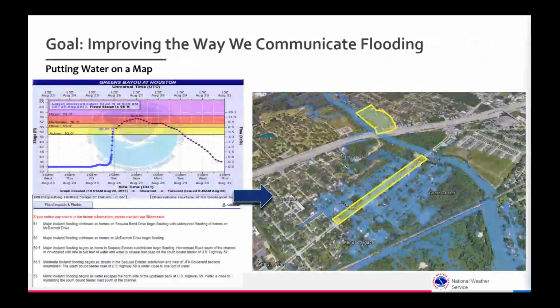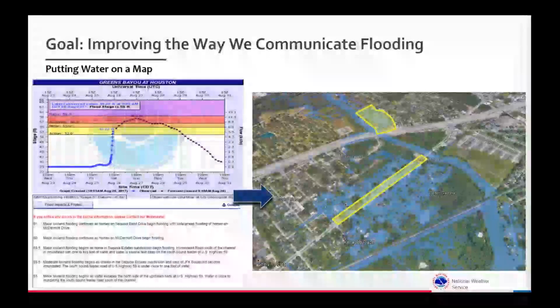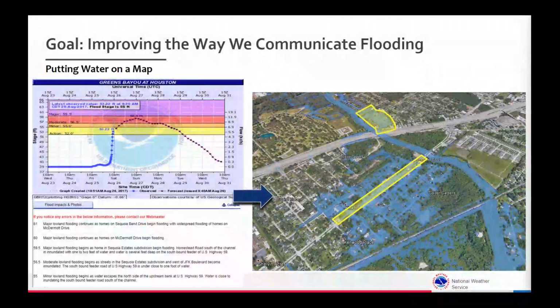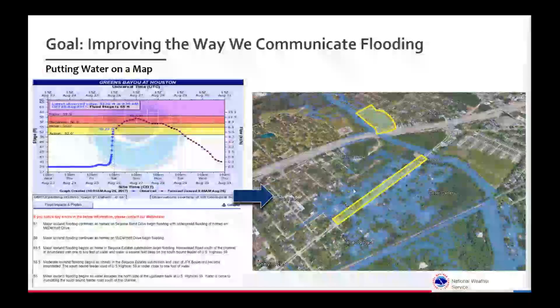So really our goal is a way to improve how we communicate flooding. So putting water on the map: you see the hydrograph, you see the trace of what the river's done, what our forecast is, but what does that look like? If we have an inundation map, we can provide that to our partners so they can see where the water is actually going to be, what that looks like. We do have our impact statements that I know our offices work really hard at providing. But sometimes just reading the impact statements doesn't mean as much as actually seeing on a map what that actually means.